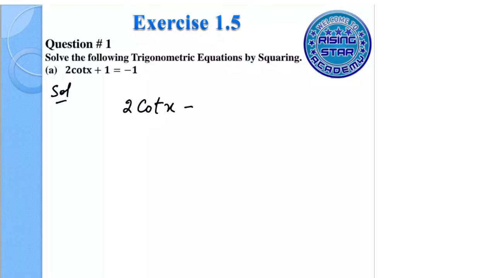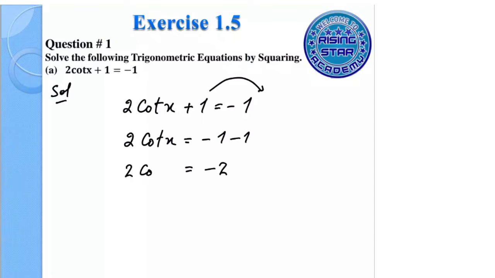Cot x plus 1 is equals to negative 1. Now I will shift this positive 1 on the other side. So we have 2 cot x is equals to minus 1 minus 1. That would become minus 2. So 2 cot x is equals to minus 2. We'll divide by 2 on both sides. So now we have cot x is equals to minus 1.